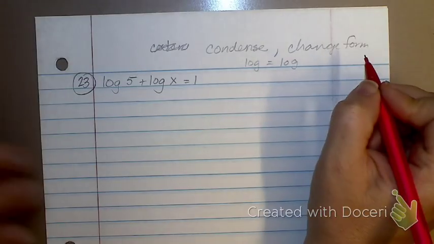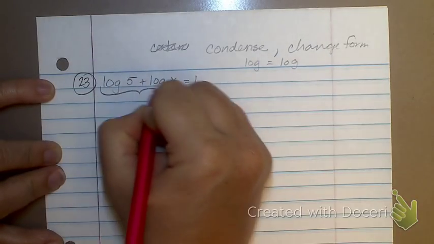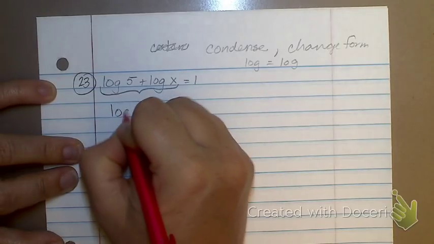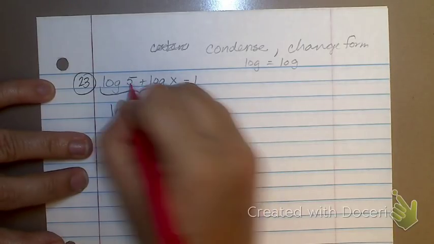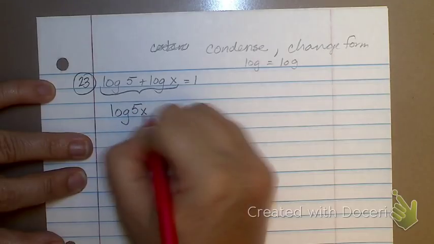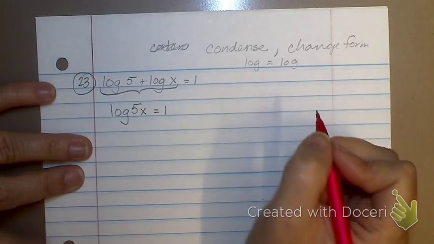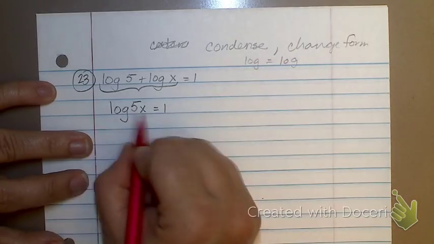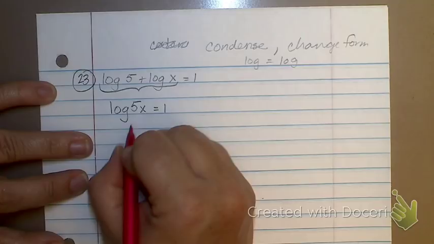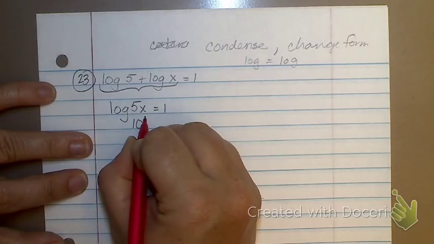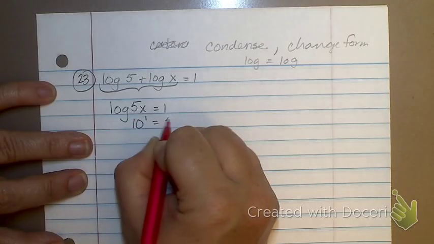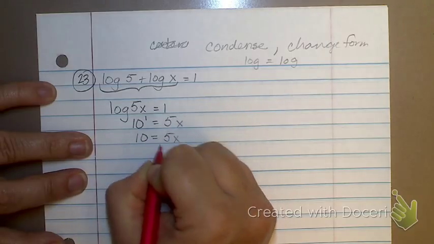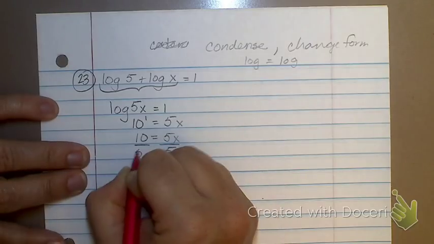And we'll see one like that. So I'm going to condense this first. This is connected by addition, which means it's going to condense to what? Multiplication. 5 times x is 5x. So now I can go to exponential form. I've condensed it, so now I'm going to change the form. What's the base here? 10 to the what power? 1 equals 5x. Or in other words, 10 equals 5x. If I divide by 5, what does x equal?